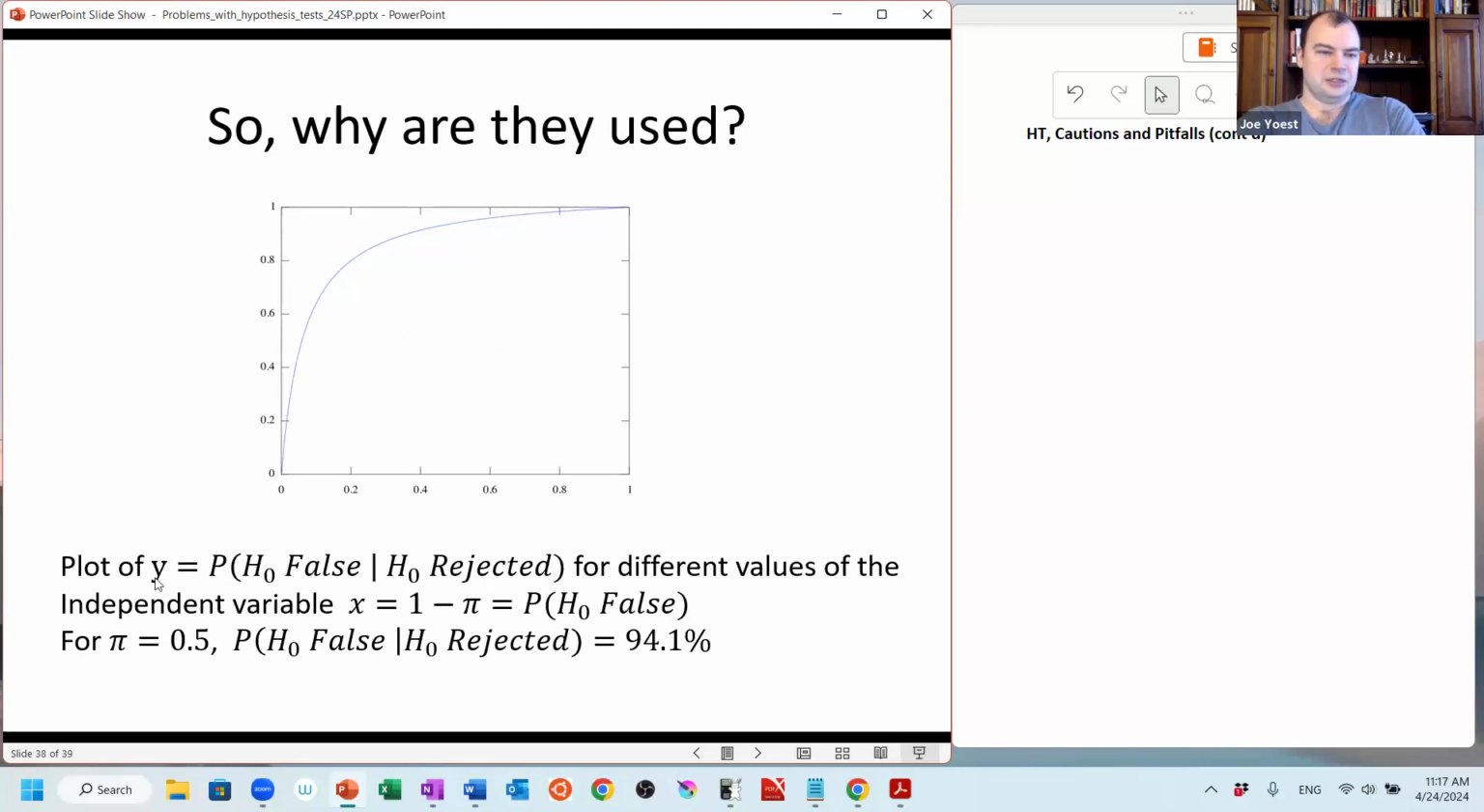What is this plot? This is a plot of y, the y-axis, is probability H naught false given H naught rejected. In other words, when y is close to 1, the Bayesian says, yeah, H naught is likely false when the frequentist says reject H naught. When y is close to 1, when we're near the top of the graph, or near the top of this window, I should say, the Bayesian agrees with the frequentist.